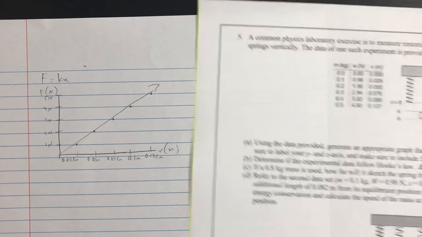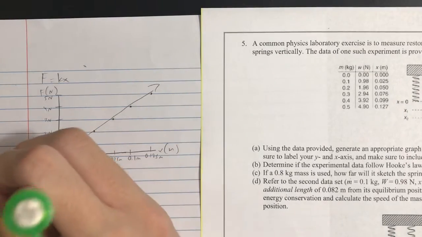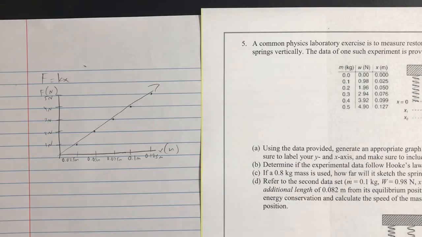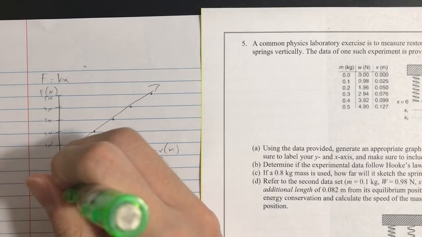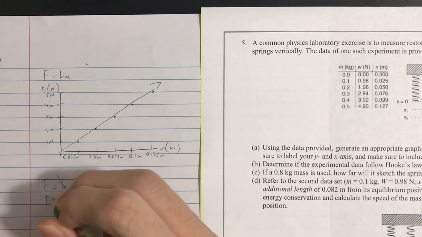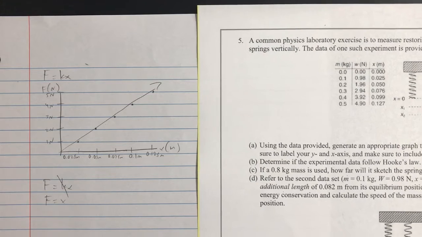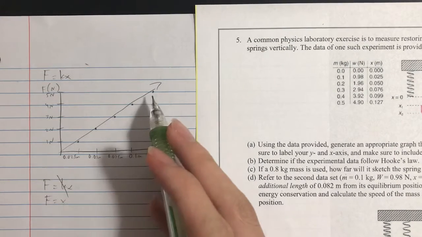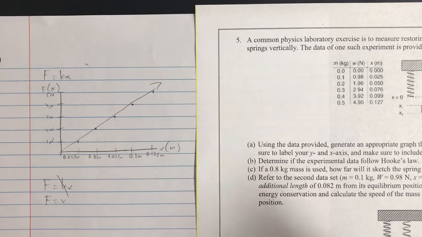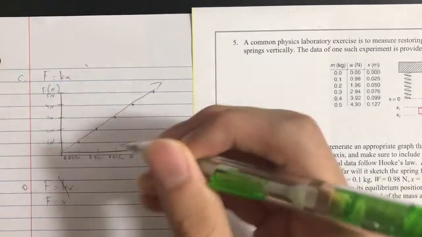Part B, determine if the experimental data follows Hooke's law. Hooke's law, as I said before, is F equals Kx. And when you cross out K, because it's a constant, you'll find that F is directly proportional to x, which means when x increases, F also increases. And this linear line shows that direct relation, and therefore the experimental data does follow Hooke's law. That's part B. That's part A.